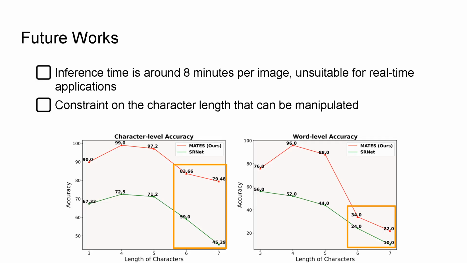For the future work, our method currently has two limitations. First, the inference time is around 8 minutes per image, making it unsuitable for real-world or real-time application. Second, there is a constraint on the character length that can be manipulated. As we mentioned in the main paper, adjusting the font size is another challenge we aim to address in future work. So I think that's all.